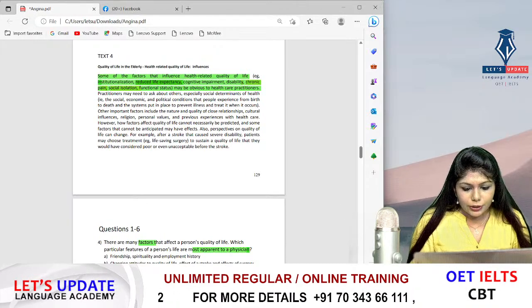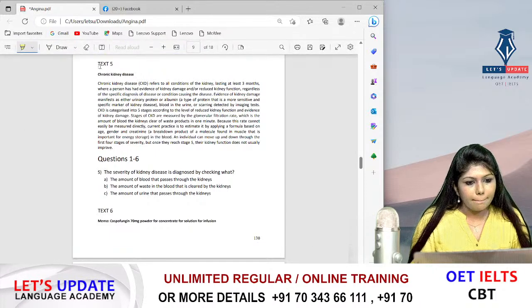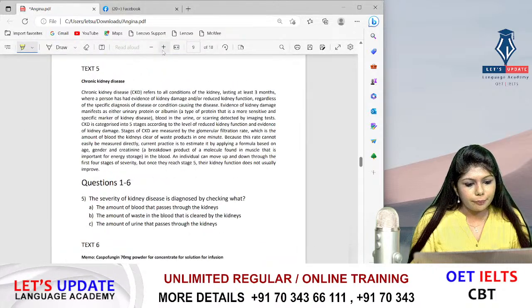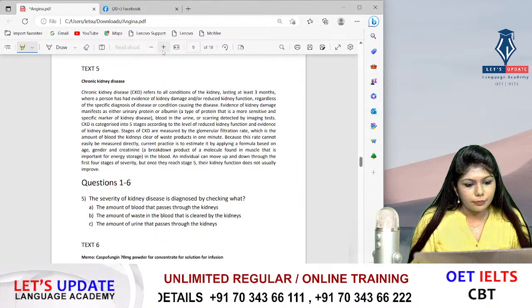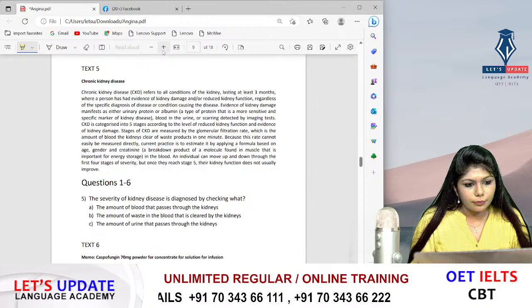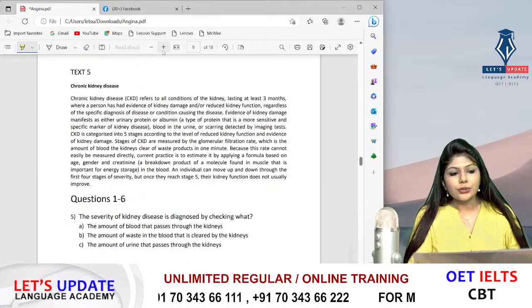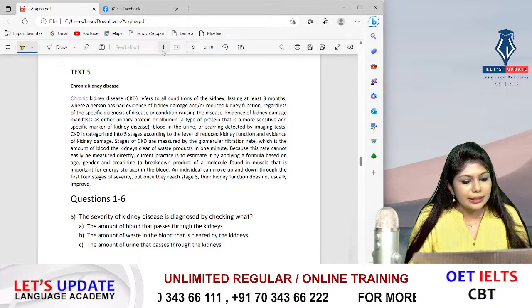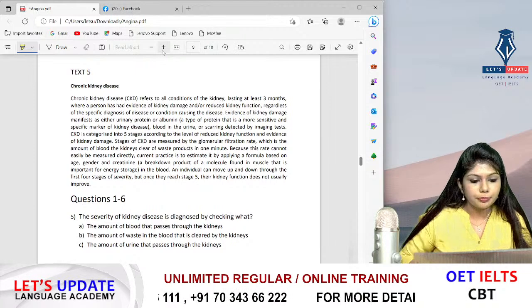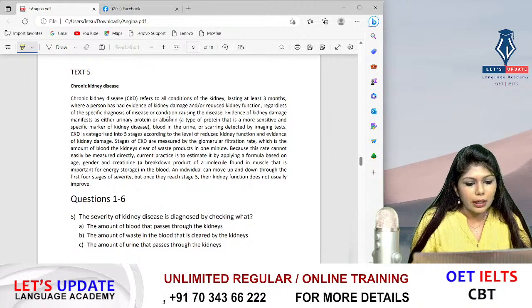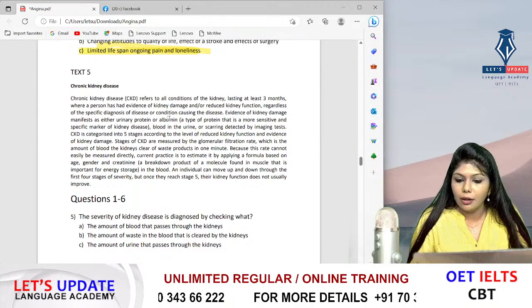Okay, so now moving on to text 5. Okay, so the heading is chronic kidney disease, and the question is the severity of kidney disease is diagnosed by checking what? And I'll give you a minute to read this extract and answer the questions that follow.